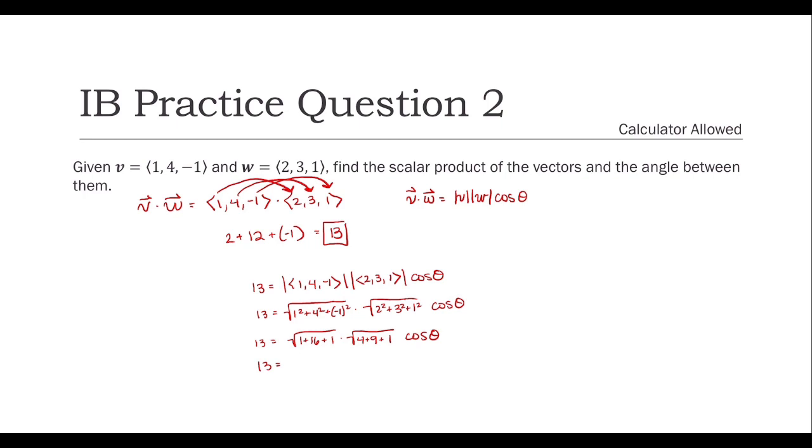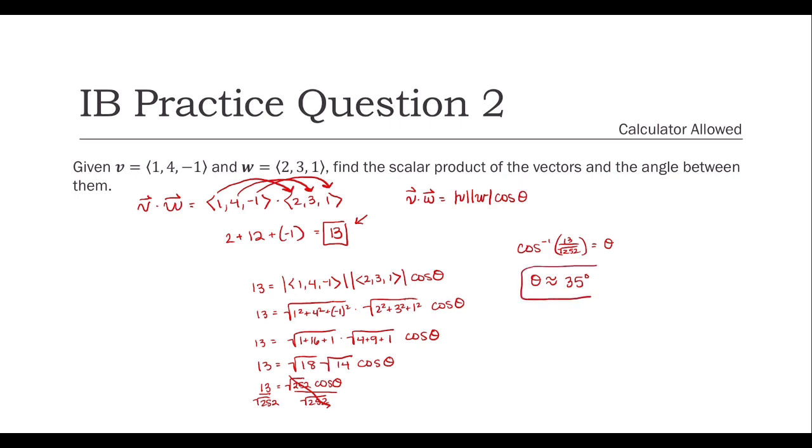So 13 equals the square root of 18 times the square root of 14 times the cosine of theta. 18 times 14 is 252, so we have 13 equals the square root of 252 times the cosine of theta. We'll divide by the square root of 252, and then we'll take the inverse cosine of both sides. So we'll get cosine inverse of 13 over the square root of 252 equals theta. So theta is approximately 35 degrees. So we have our scalar product and our angle between the vectors.